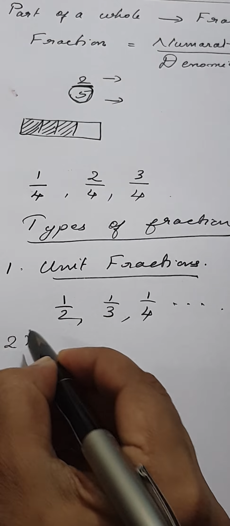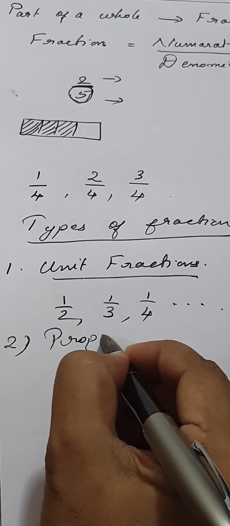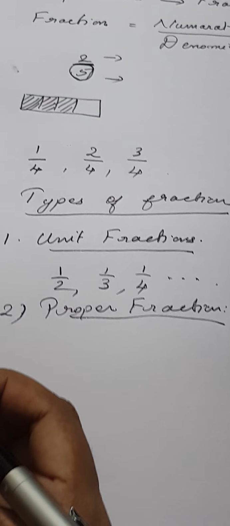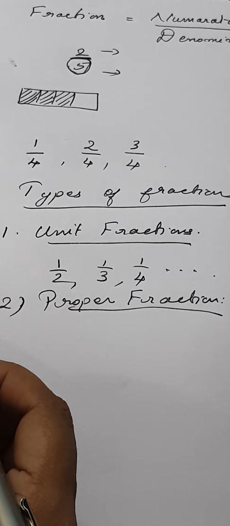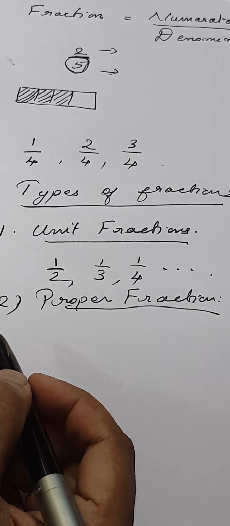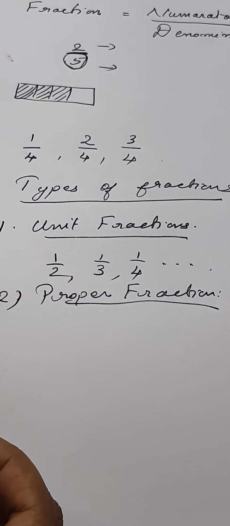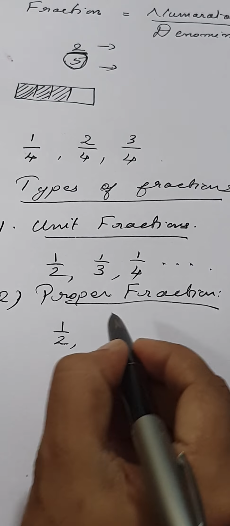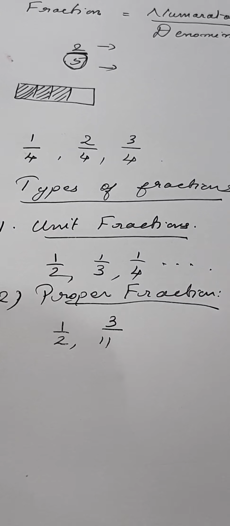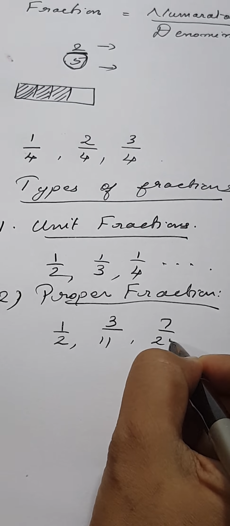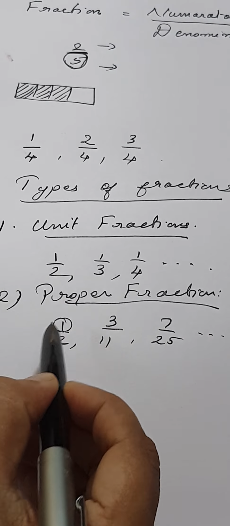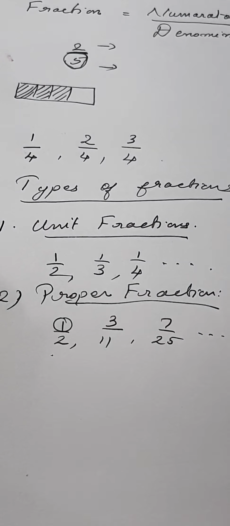Then the second type, proper fraction. What do you mean by proper fraction? A fraction whose numerator is less than the denominator is called a proper fraction. 1 by 2 is an example of a proper fraction. 3 by 11 is an example of a proper fraction. 7 by 25 is an example of a proper fraction. So in a proper fraction, the numerator will always be less than the denominator.